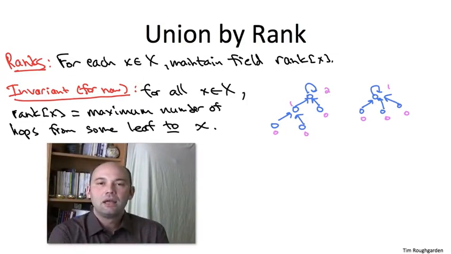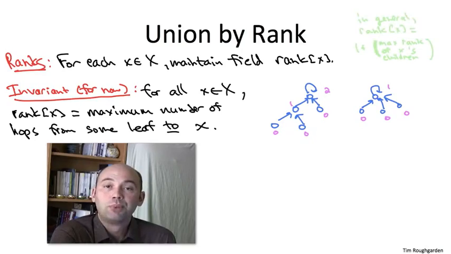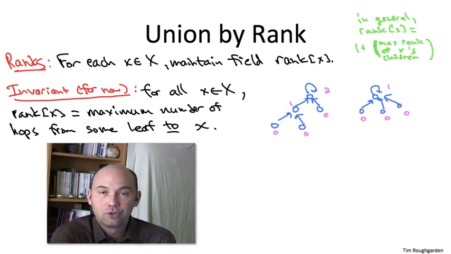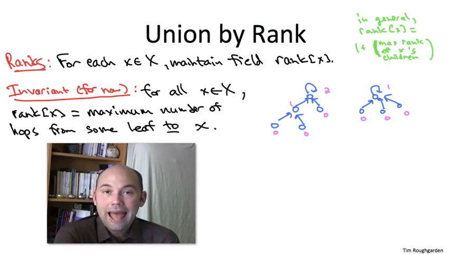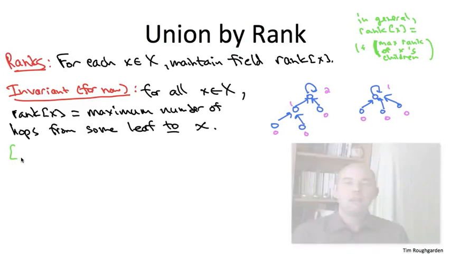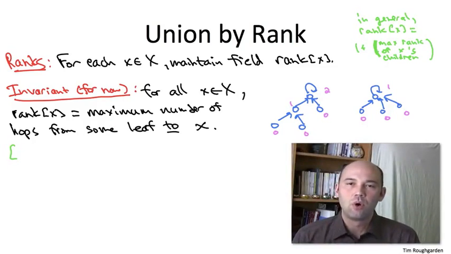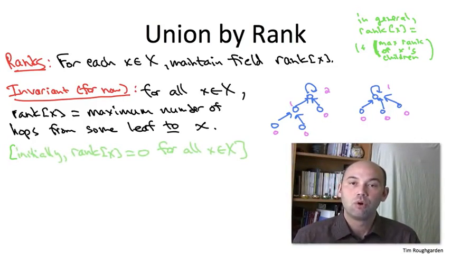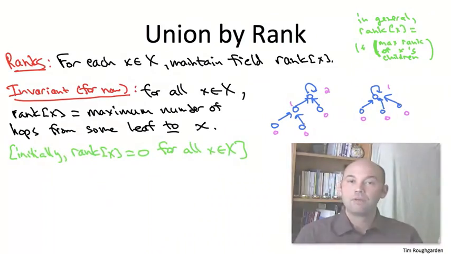And if you think about it, in general, the rank of a node is going to be 1 plus the largest rank of any of its children. For example, if you're a node X, you have a child Y, and there's some path from a leaf Z up to Y that requires 5 pointer traversals, then going from Z all the way up to X is going to require 6 pointer traversals. And of course, when you initialize the data structure, you want to set everybody's rank to 0, because everybody's just in a tree by themselves at the beginning.